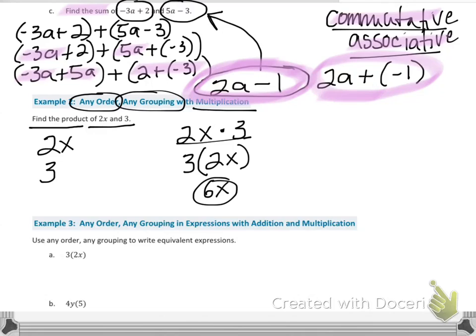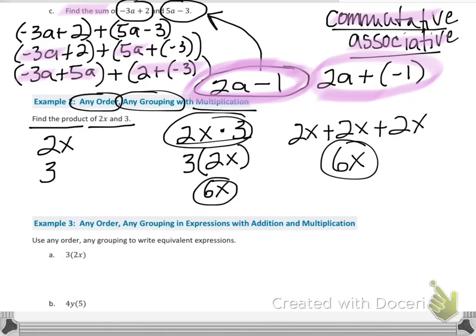You could also look at it as 2x plus 2x plus 2x, which is the same as multiplying 2x times 3. Add all those up, you get 6x. So pretty simple in terms of finding the product in this case of 2x and 3, two very simple expressions, in a sense really two terms in this expression.